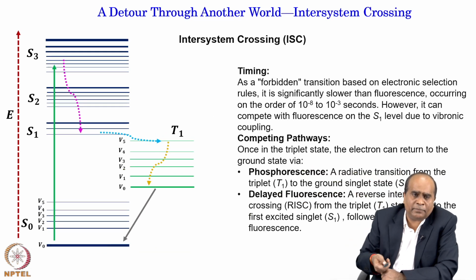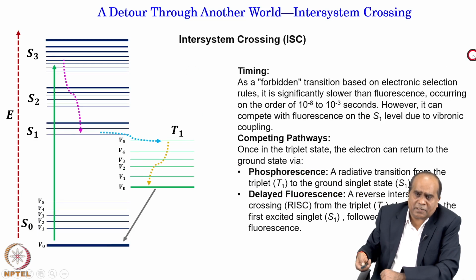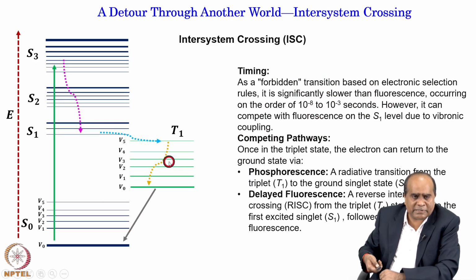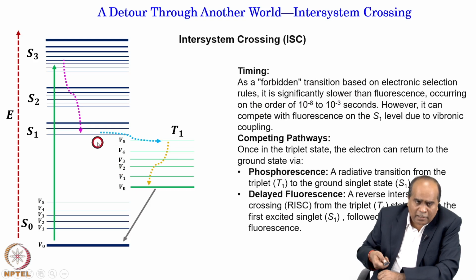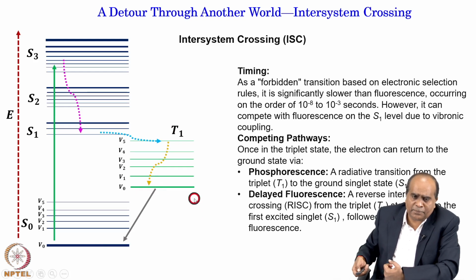Right. That is because this transition, the flipping, is forbidden, but it happens. It is a forbidden transition based on the selection rule. So, it is significantly slower than the fluorescence, it occurs on the order of milliseconds or maybe microseconds. However, it competes with the fluorescence, right. Fluorescence was coming from here to here, but in the case of intersystem crossing, it just flips to the triplet state, and from there a radiative process is happening. So, this we can call delayed fluorescence or phosphorescence. It is a radiative process from the triplet state to the singlet state.